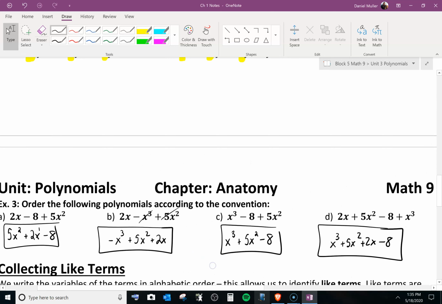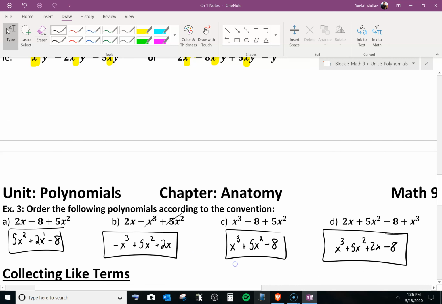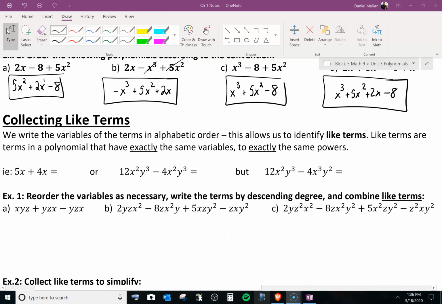And so when we answer the question, there's not going to be a question that's really like this. However, we're going to be multiplying and adding and subtracting. And once we do all that, we want to make sure our answer is in descending order. Now let's talk about collecting like terms. So collecting terms, you should know what a term is. They're separated by a plus or a minus. So there's two terms example right there. So we're going to collect terms that are alike.